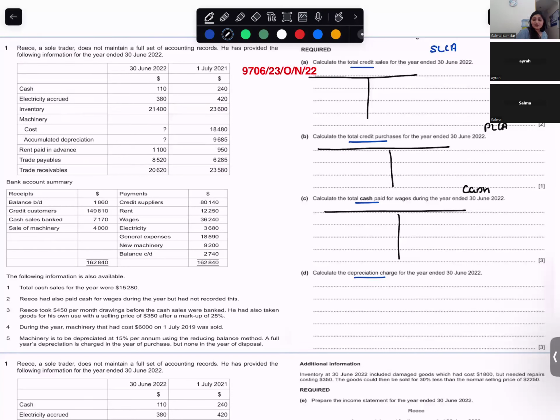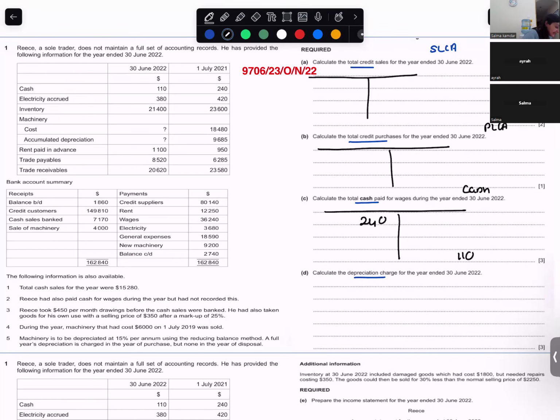I have cash account opening balance. Can you tell me opening and closing balance? Can you tell me where will it go? In the cash account, balance brought down on the debit side, which will be 240. Okay, sorry, my bad. Opening balance is 240 and closing balance is 110, and closing balance is 100.